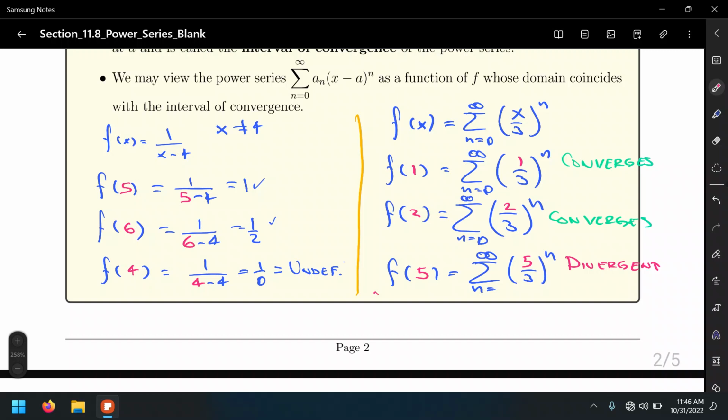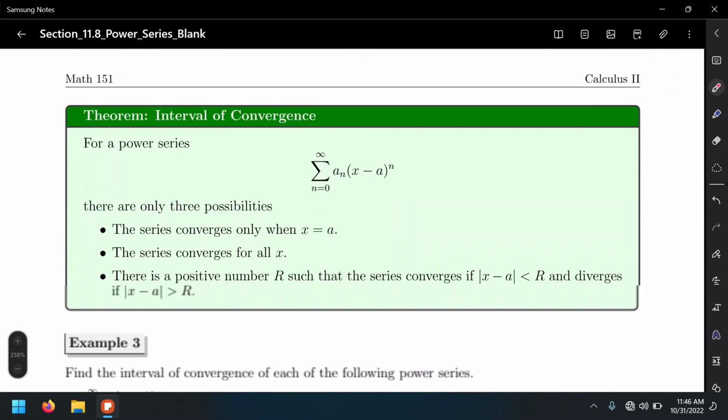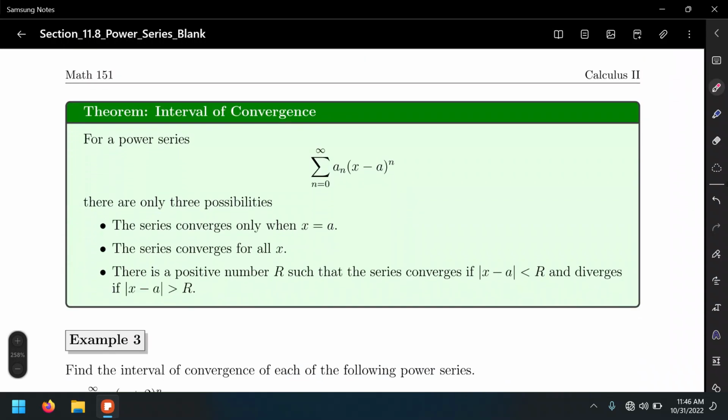So there has to be a way to get this interval of convergence, the set of these values that output a convergent series, and that, guys, is called the interval of convergence, and it's described here. And we have plenty of examples. However, we're going to look at this next time.